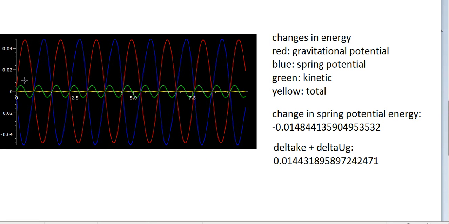So I calculated that the change in spring potential energy and the delta KE plus delta UG will be equal to 0: the spring potential energy is negative 0.0148, and the delta KE plus delta UG is 0.0144. You can see on the graph that the total energy change is 0, which makes sense. Energy is always conserved, and in this system of the mass, spring, and the Earth, there is no work done by the surroundings. So this makes sense because delta E equals the internal energy change, which is equal to 0.